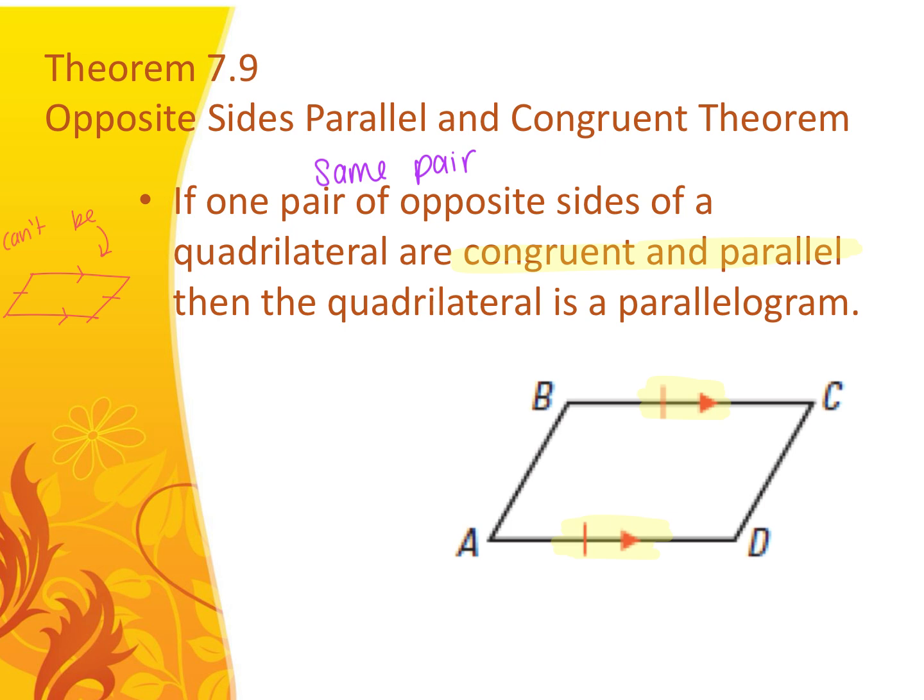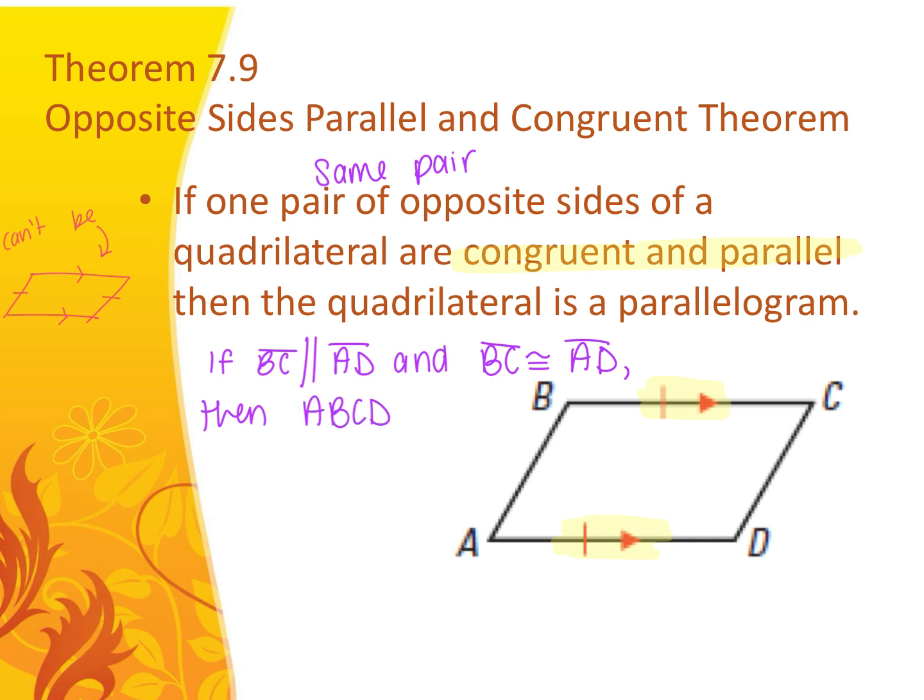So writing out a statement: if BC is parallel to AD and BC is congruent to segment AD, then ABCD is a parallelogram. So again, it has to be the same pair. One pair of opposite sides, it has to be the same pair.